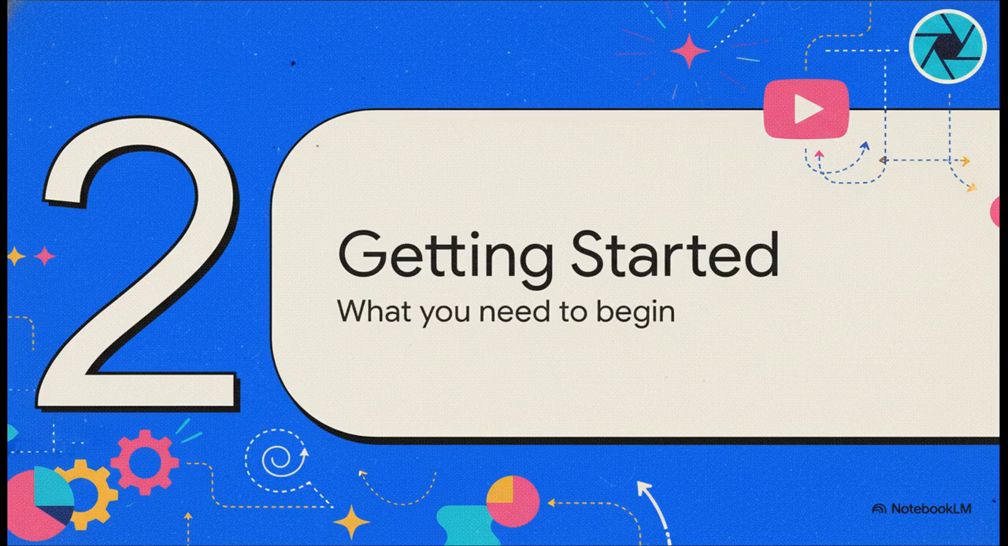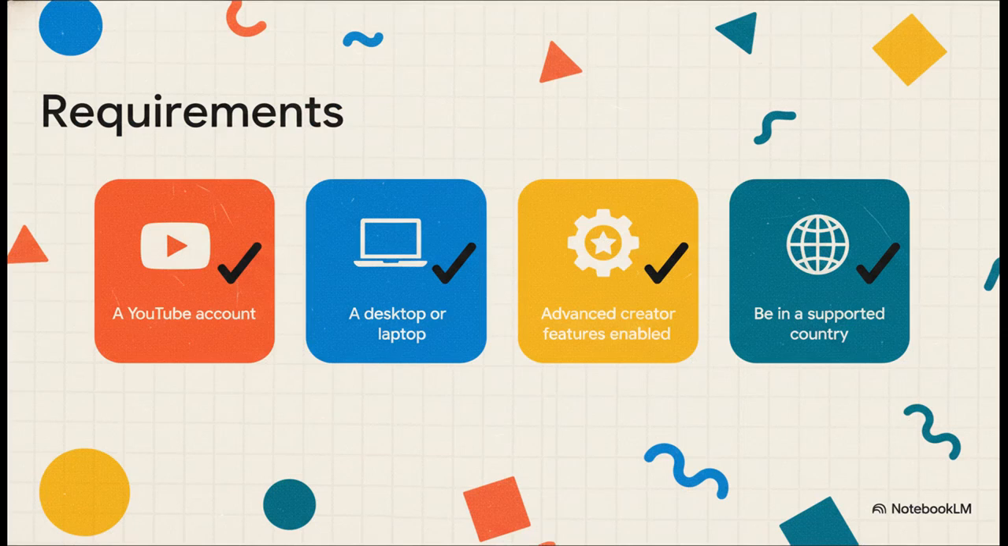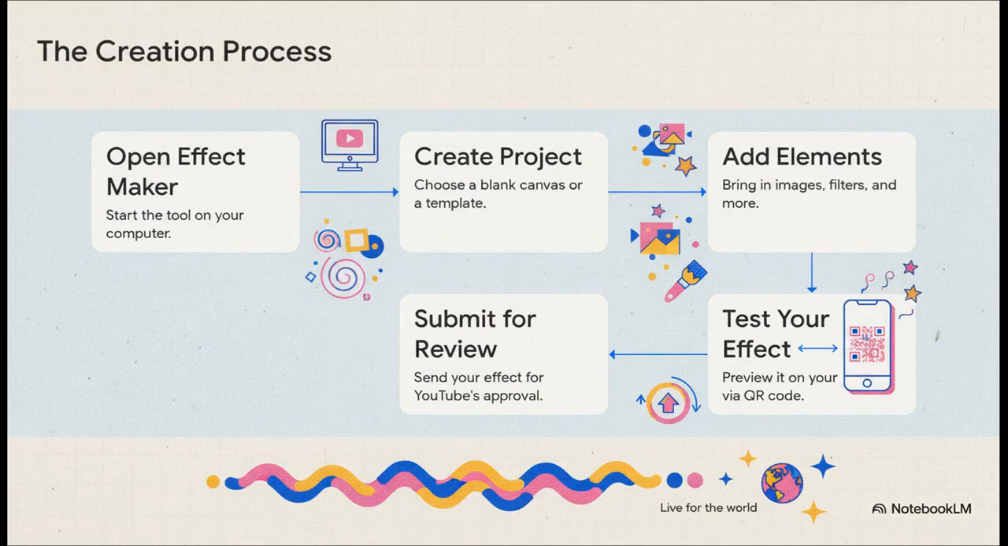Now, you might be thinking this is going to require some super complicated setup, but getting started is actually way easier than you'd think. Really, all you need is your regular YouTube account and a computer. You do have to enable advanced creator features, which is just a quick verification thing, and you have to be in a country where it's supported. But that's pretty much it. You're in. And the process itself is just as simple. You just open the tool, start a new project, drag in your creative bits and pieces, and then, and this is super cool, you can test it on your phone instantly with a QR code. Once you're happy, you just hit submit, and after it's approved, it's live for the whole world to use.